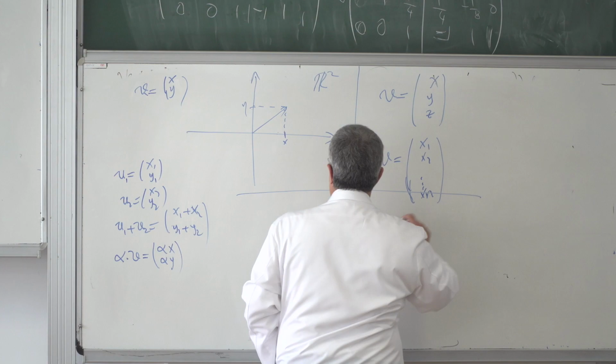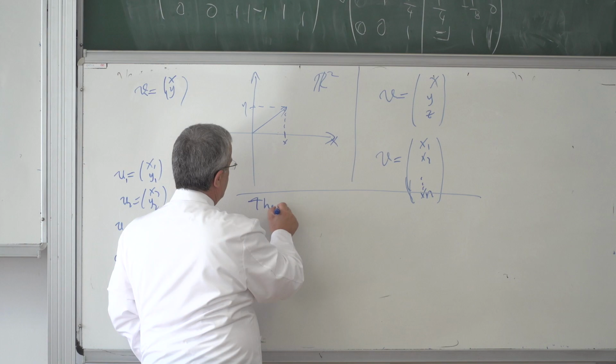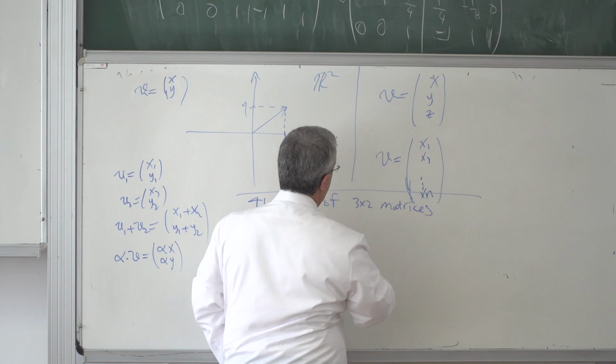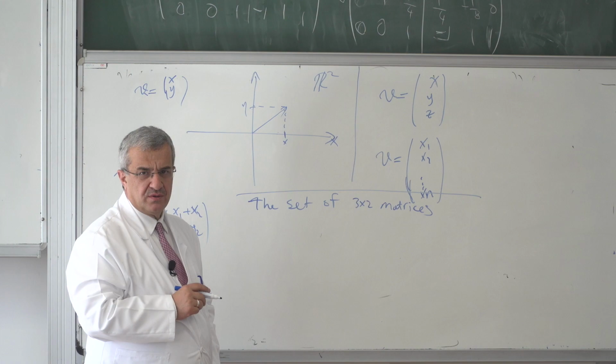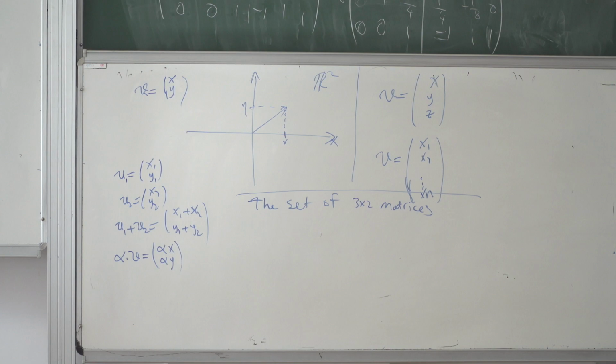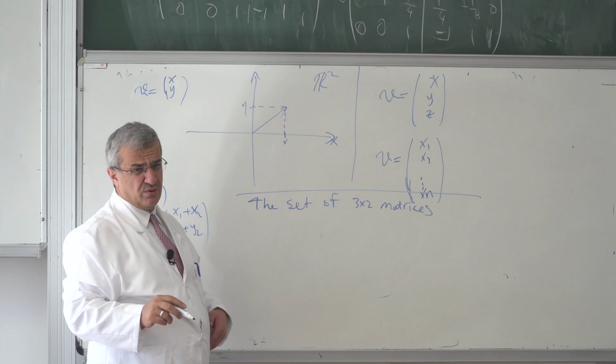How about if you have a vector space, the set of 3 by 2 matrices? Is this a vector space? Okay? We will ask you this kind of question. Is this a vector space? Of course, one important thing here is the seventh one. 0 is there, right? Yes, 0 is there. We should never forget that. So 3 by 2 matrices. Is this a vector space?